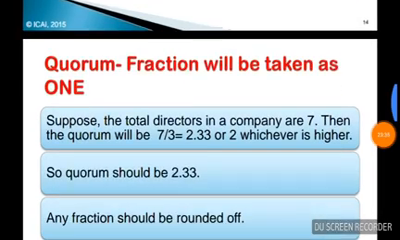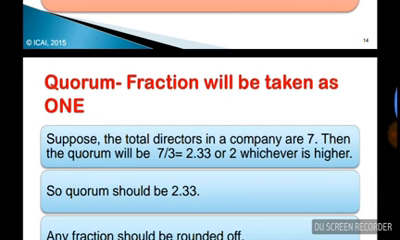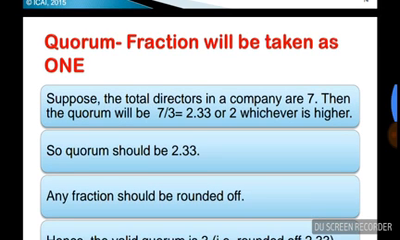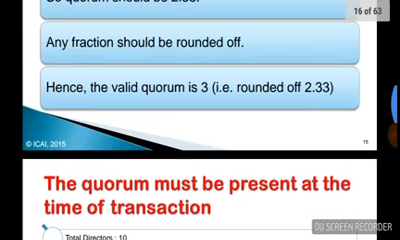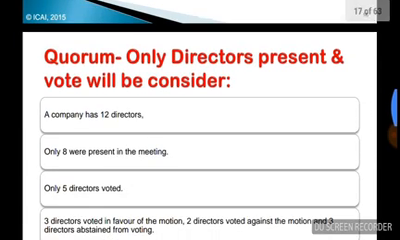So about quorum, as we discussed, it is one third or 2, whichever is higher. One third, in the sense that suppose the directors are 7, then one third means 2.33. We should not take the lower number, because 2.33 should be rounded off here. Hence 3. The total number of directors that should be present for quorum is 3. They must be present at the time of the transaction, as this example was discussed earlier. Directors present and voting will be considered.